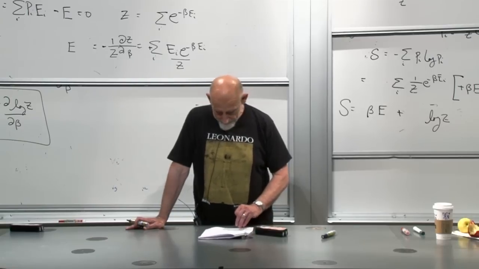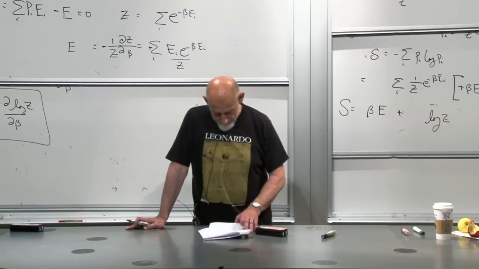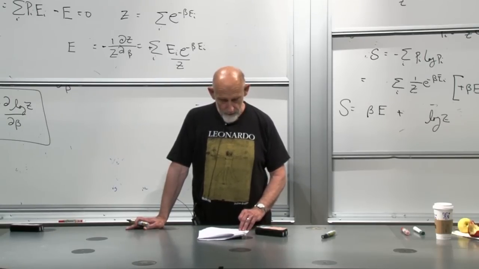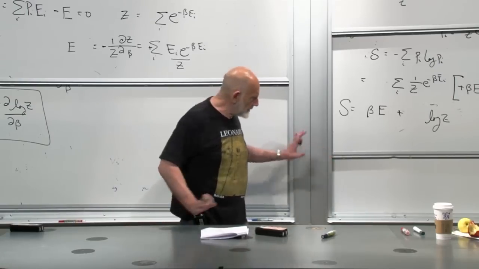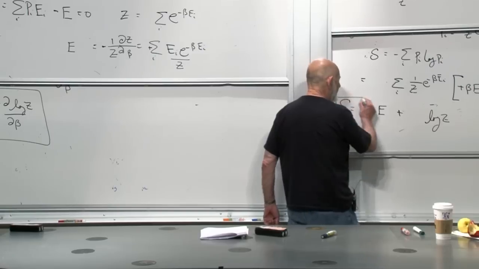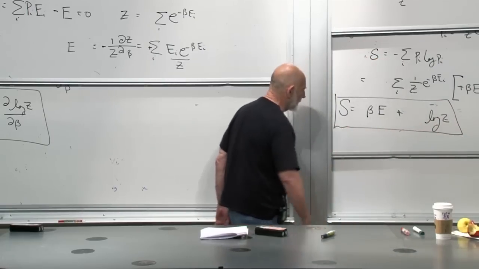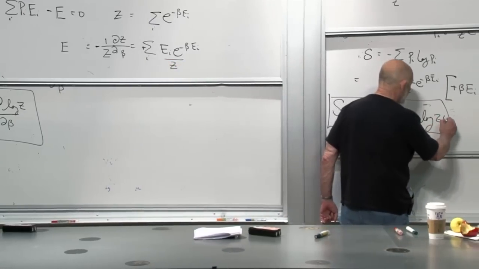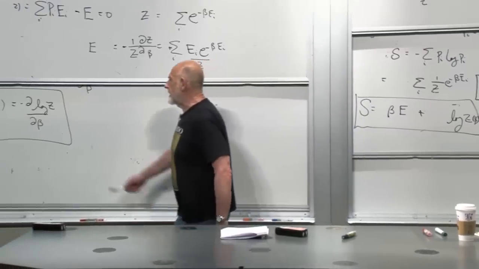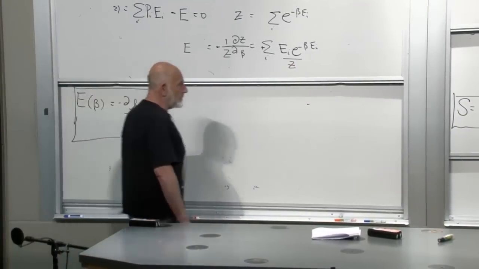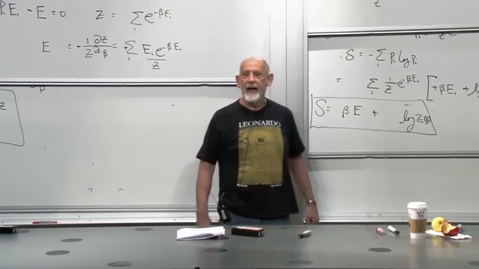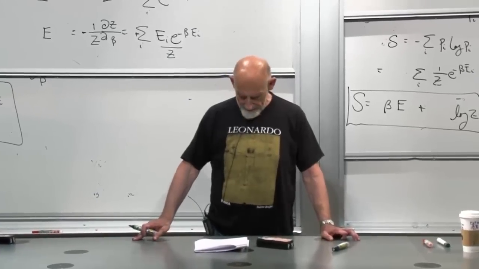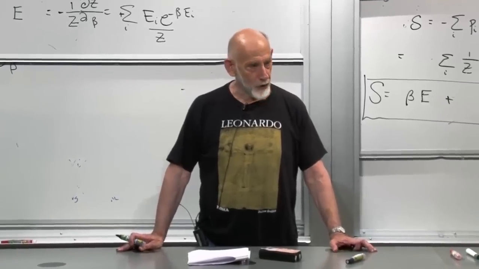It does have a name. Actually, it's related, by a factor of temperature, to the Helmholtz free energy. But for the moment, we don't need to know. This is a formula. If we calculate the partition function as a function of beta, then we're capable of calculating the average energy. We're capable of calculating the entropy. And in fact, if we calculate the entropy and the energy, we can calculate the temperature.